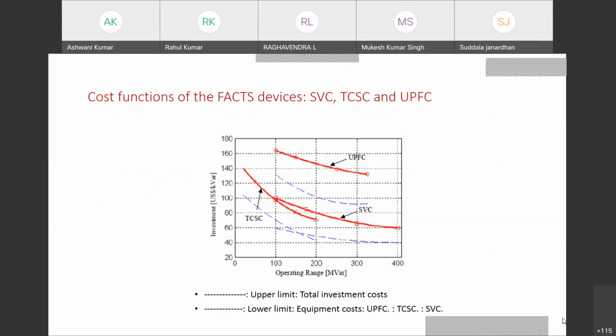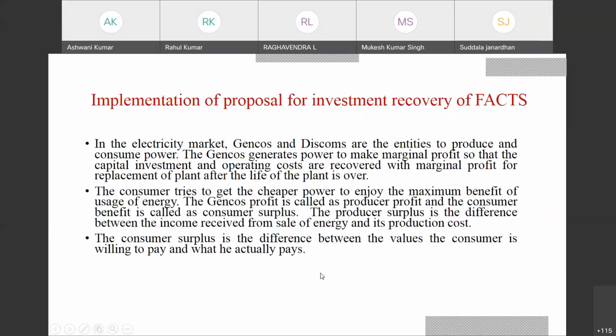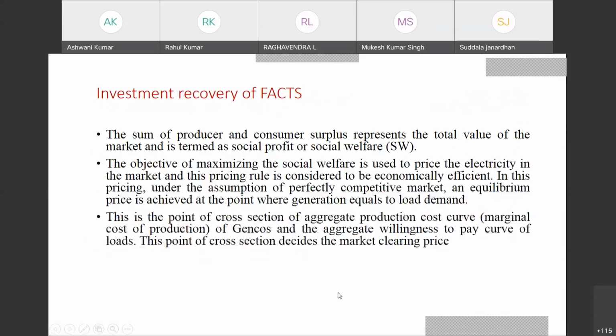These are the cost characteristic curves for FACTS devices as an example. These can be modeled. These are well defined, well available in the literature. So for a particular operating range, how much is the investment cost? This investment cost has to be recovered. So how will this be recovered? We can have a certain proposal. I have taken an example to show how it can be remunerated. So, investment recovery.